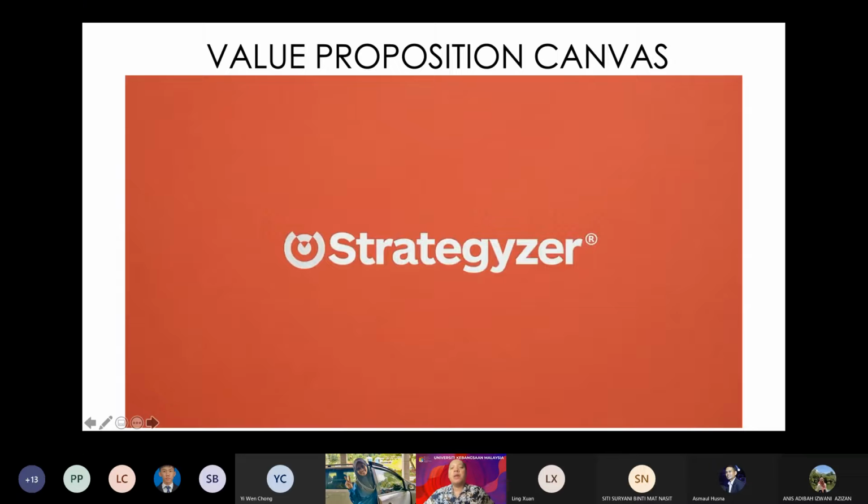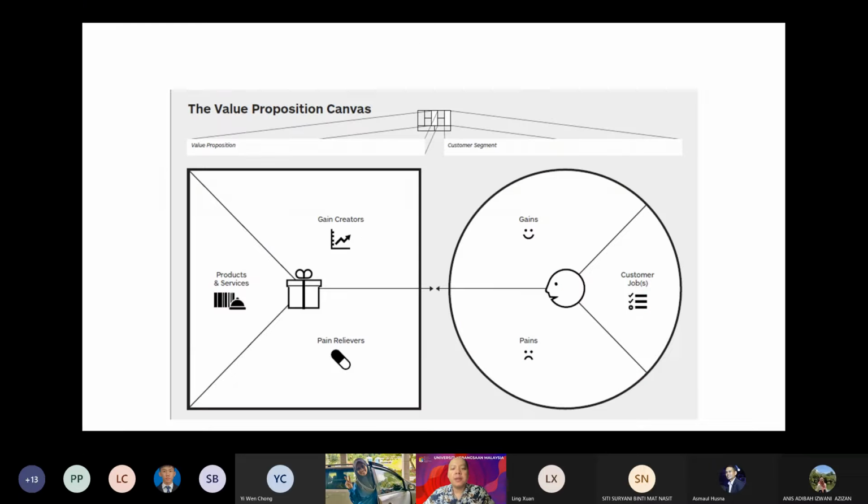Okay, so basically I will just recap this video. When we talk about the value proposition canvas, it consists of two main things, two very important things. First is the customer segment, and then another one is the value proposition.